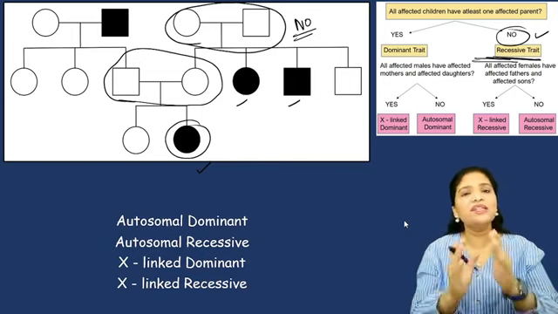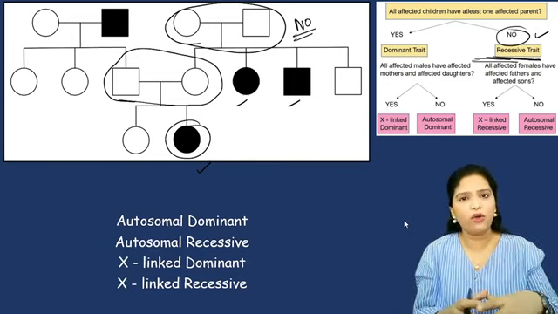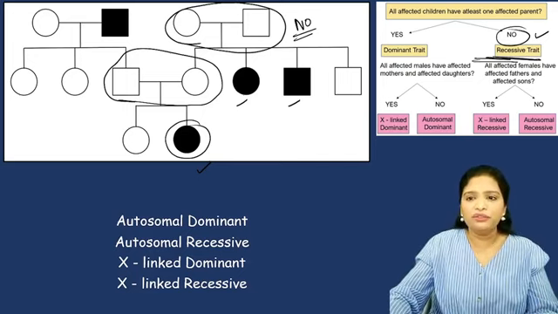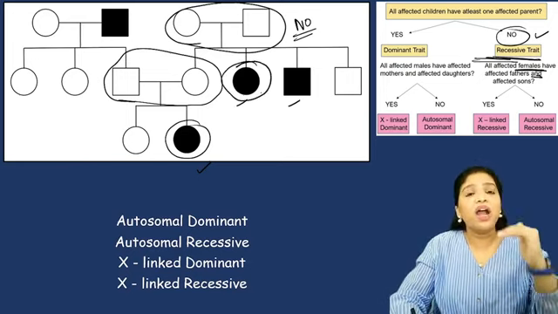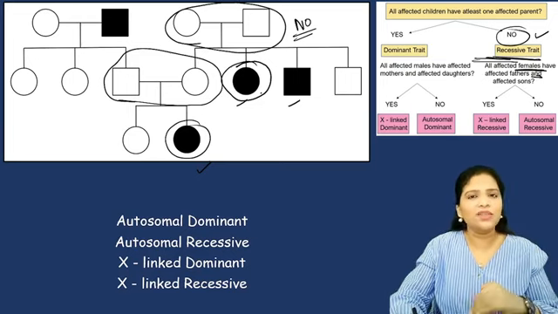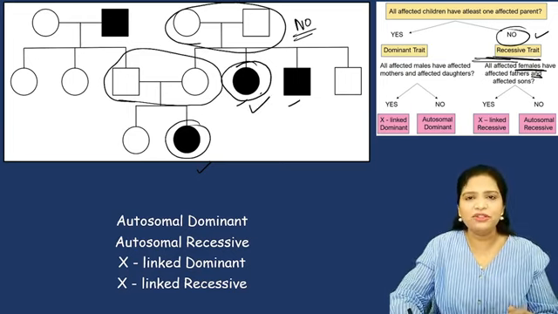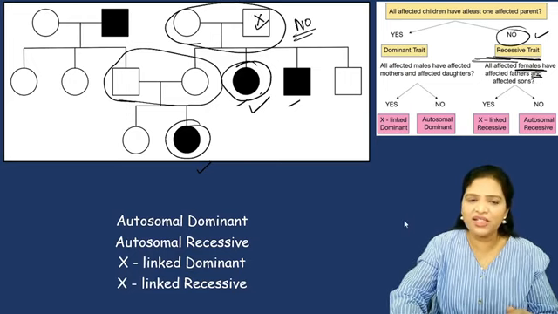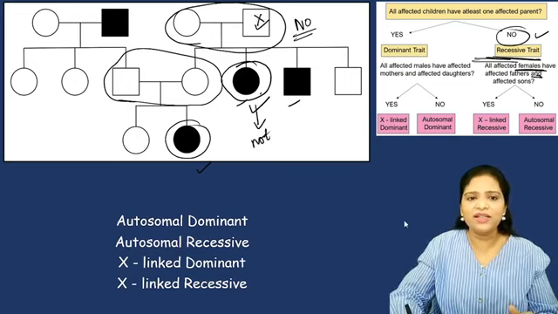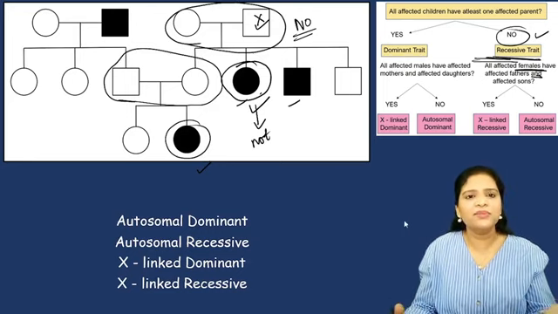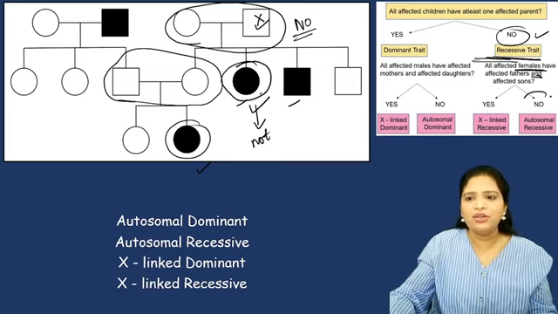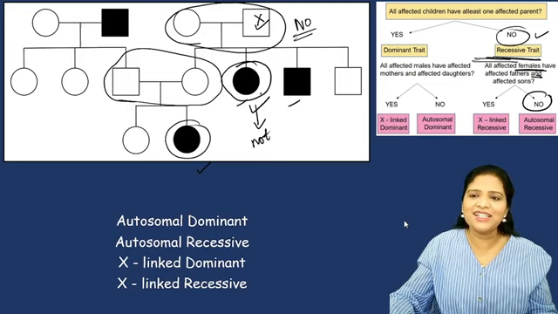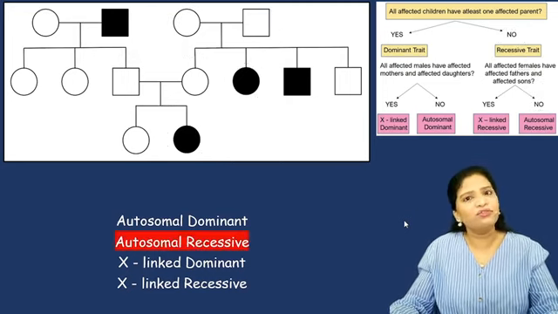Okay. Now, if this is a recessive trait, what will be your next focus? You have to focus on the affected females, not on the males, affected females. Okay, focus on this affected female. Do all the affected females have an affected father and affected son? Ask this question. Okay, so she is the affected female. Look at her father. Father is not affected. Where is the son? Son is not given. So not given means not affected. So father is also not affected, son is also not affected. So the answer for this is no. So what type of pattern is this? This is autosomal recessive type of inheritance.